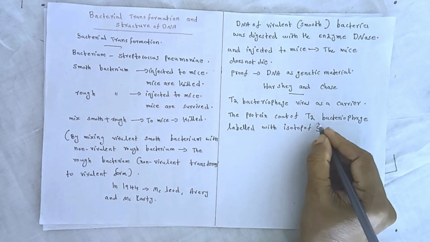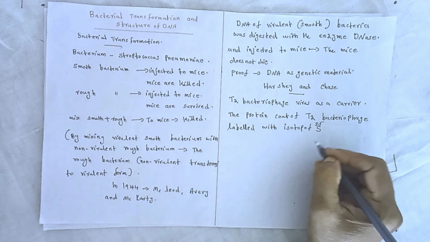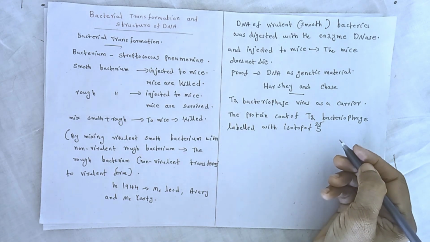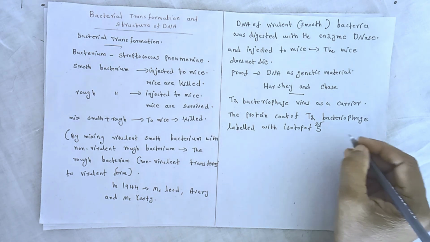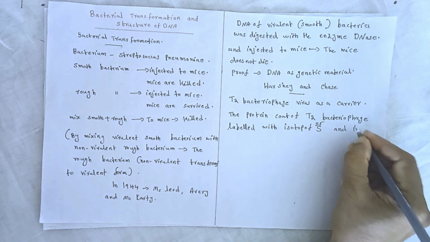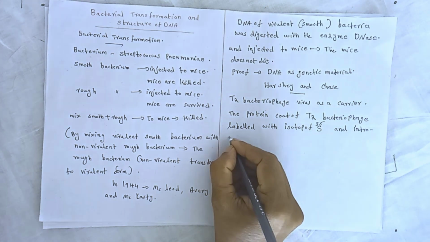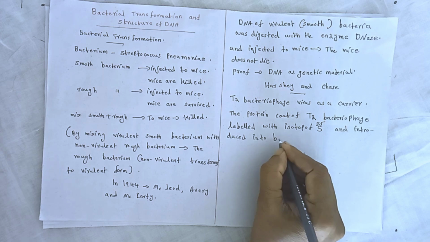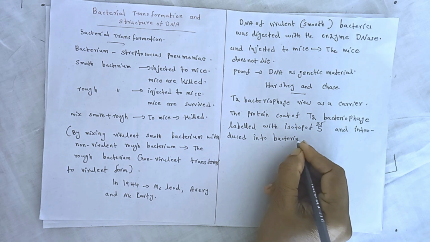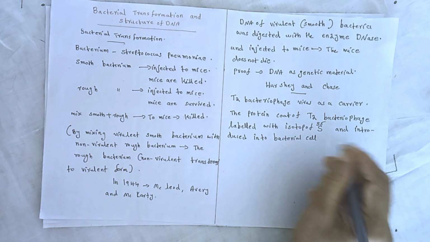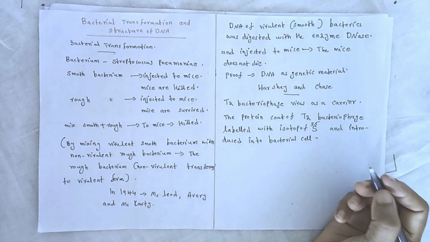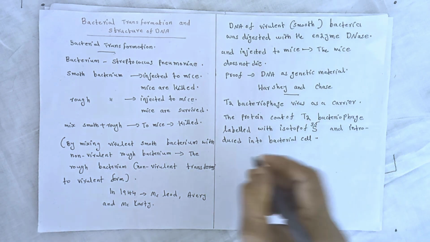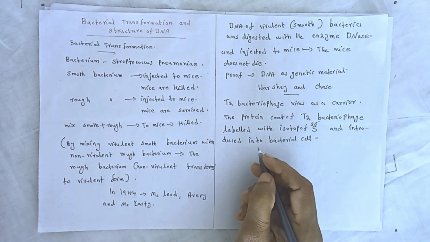Sulfur, that is S35. S35 is the isotope of sulfur, and it is introduced into the bacterial cell. The result: radioactivity of sulfur is not found in bacteria.